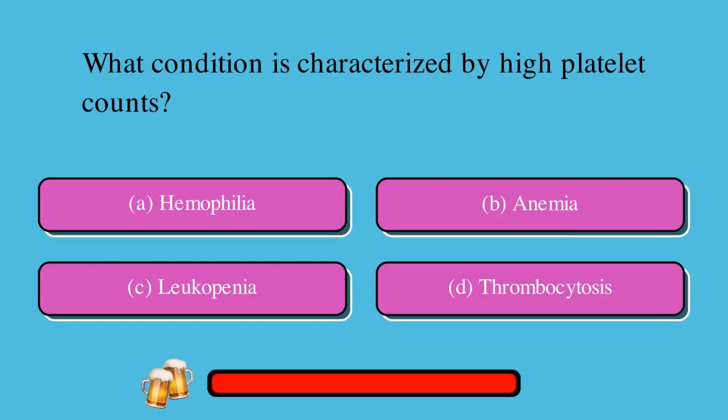What condition is characterized by high platelet counts? A. Hemophilia, B. Anemia, C. Leukopenia, or D. Thrombocytosis? The correct answer is D. Thrombocytosis.